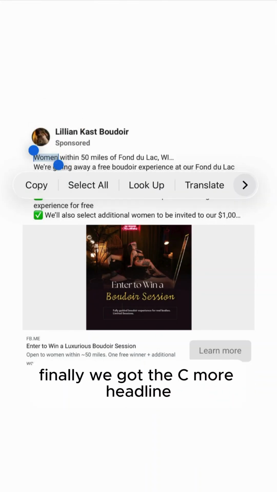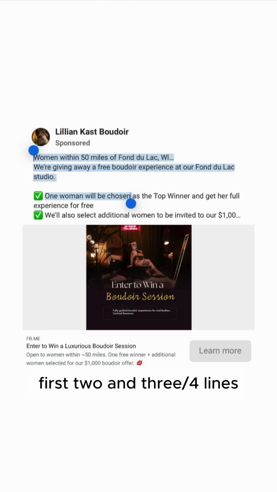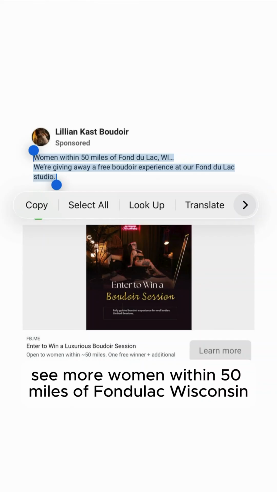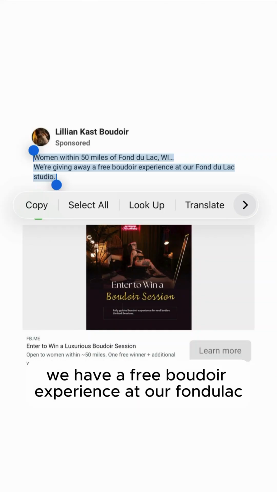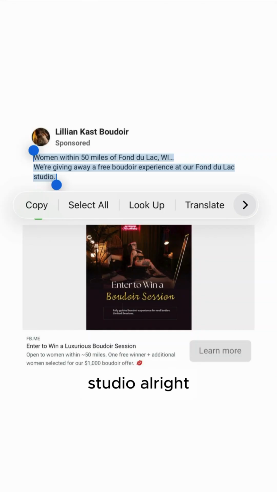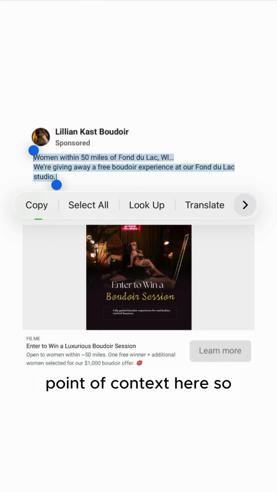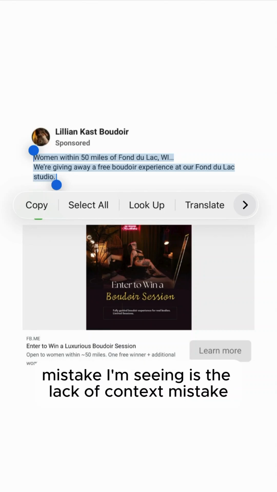Finally, we got the see more headline. First 2 3/4 lines Facebook mobile newsfeed before it gets cut off with ... See more. Women within 50 miles of Fond du Lac, Wisconsin. We know we have free boudoir experience at our Fond du Lac studio. All right, so we got literally one point of context here. So the mistake I'm seeing is the lack of context mistake.